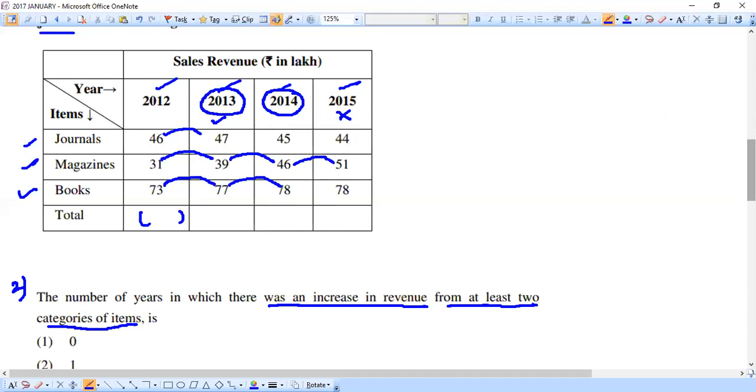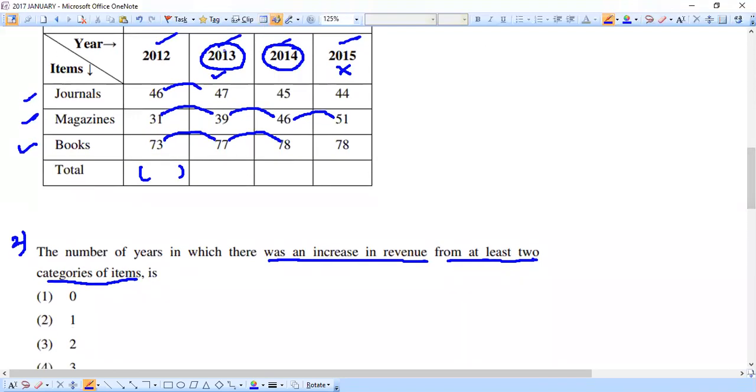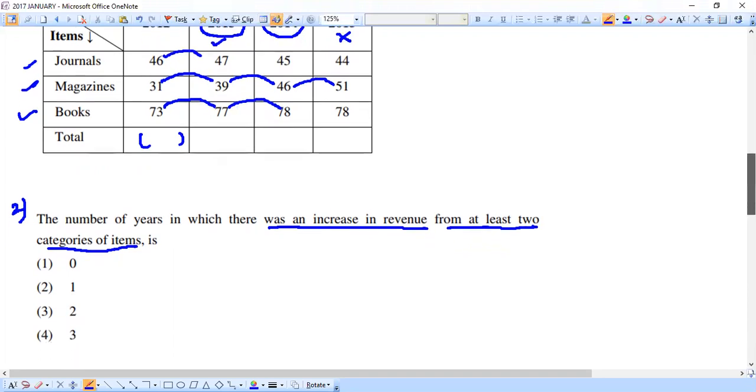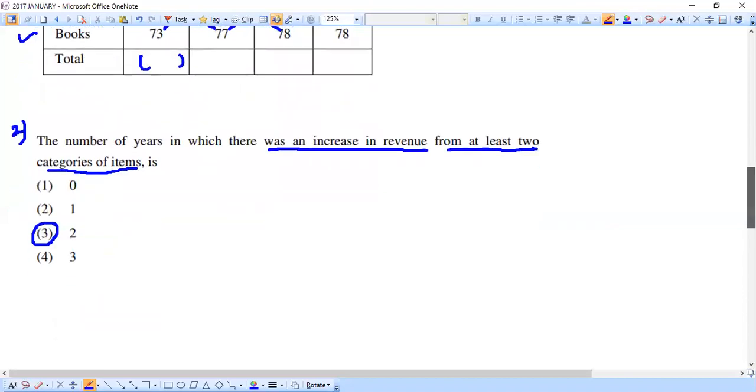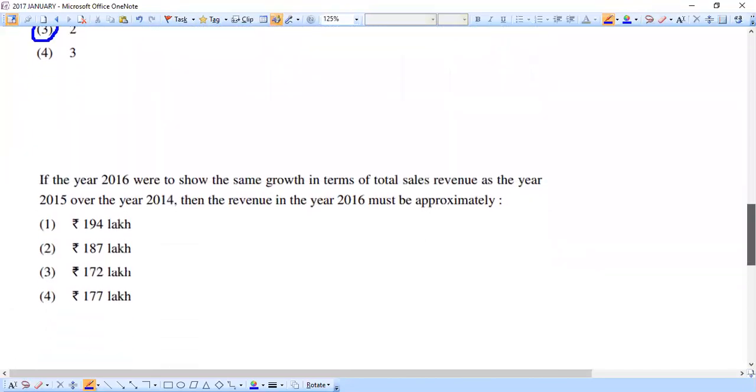So for how many years is it happening? For 2 years, 2013 and 2014, our question's condition is satisfied. So option number 3, which is 2 years, is the answer for our second question. As told, there is no calculation to do; observation itself helps us get the answer. Next, let's move on to the third question.